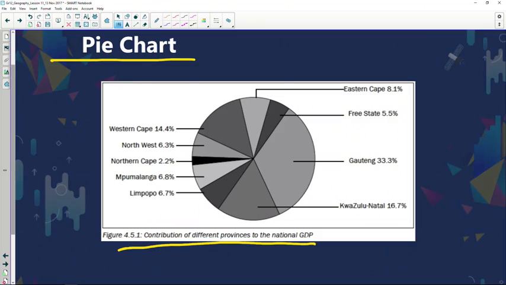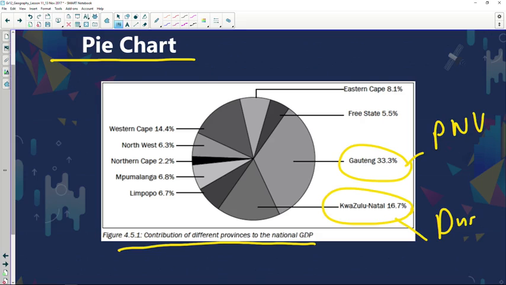Now, just quickly have a look at this over here. Gauteng is by far the biggest contributor to the GDP, and what follows is the KwaZulu-Natal area. Now, keep in mind, what do we have in Gauteng? The PWV district over here, and the Durban Pinetown area.